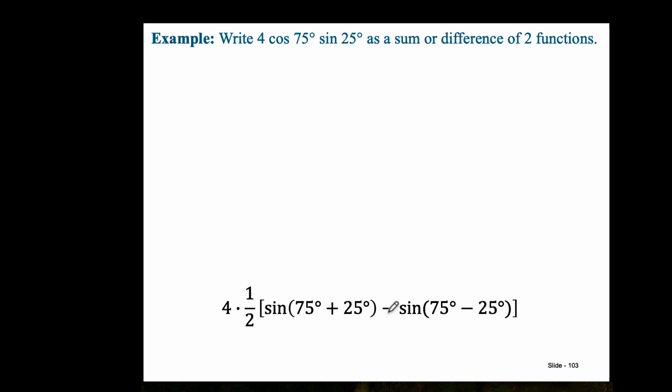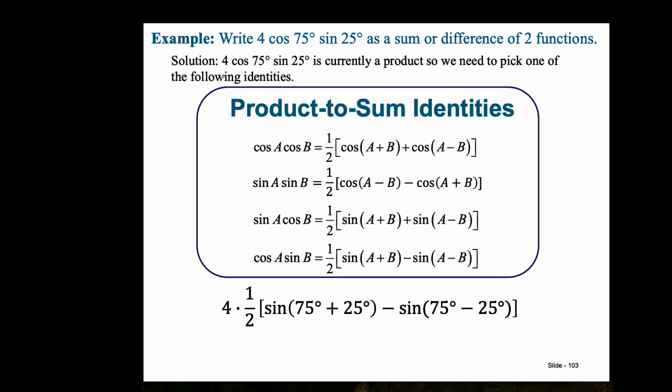All right, we're asked to write 4 cosine of 75 degrees times sine of 25 degrees as a sum or difference of 2 functions. Okay, for us to do this one, we're going to need to use what's called a product to sum identity. That's where you're literally taking a product like this here. Check this out. This is cosine A times cosine B. You're taking this product and you're changing it into a sum. So we call it product to sum. Going from product to sum right here, okay?